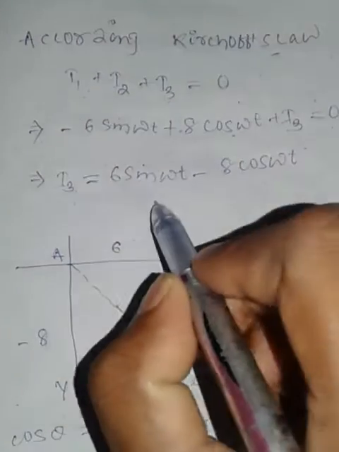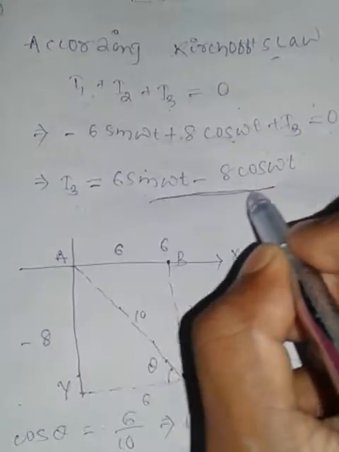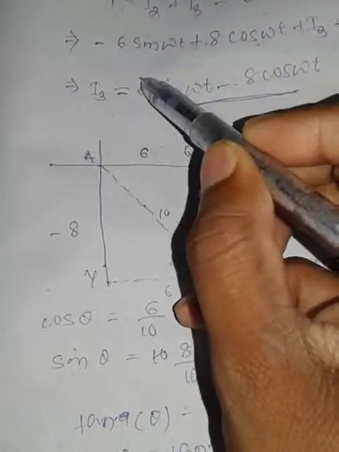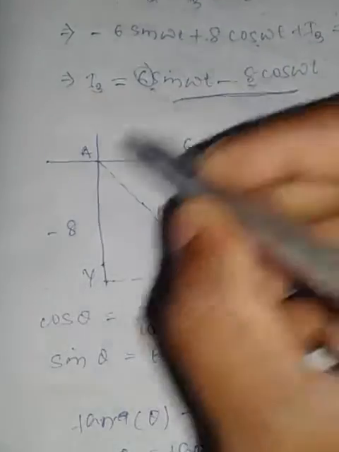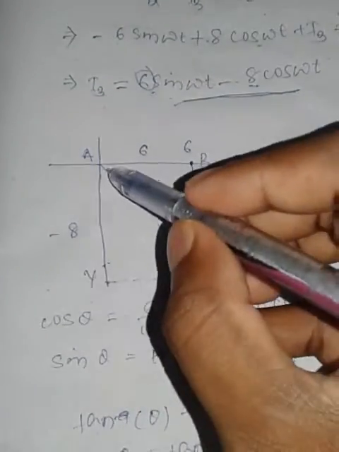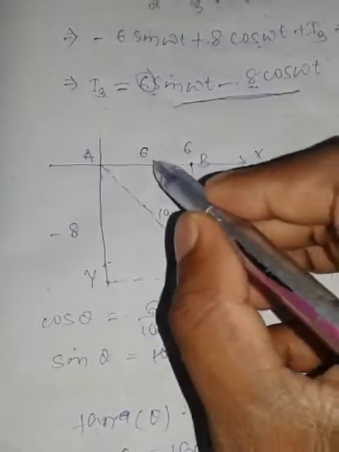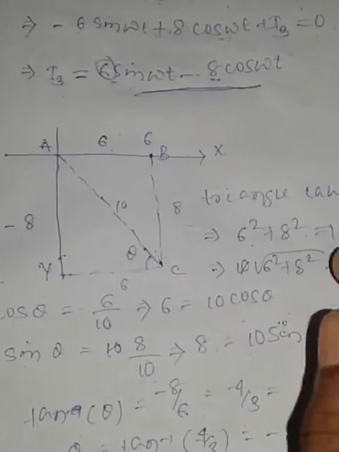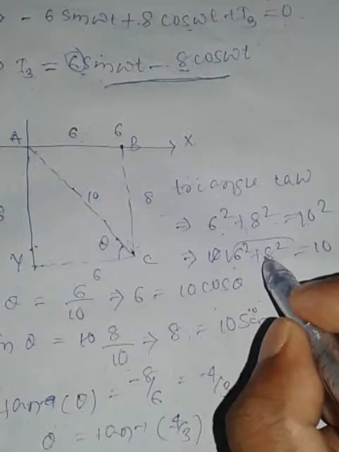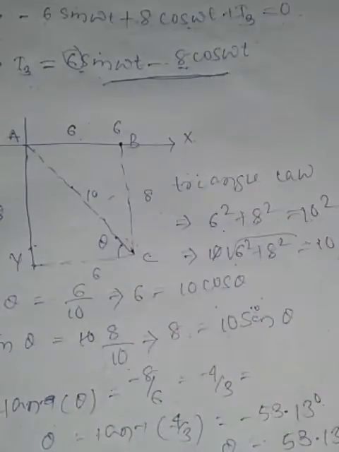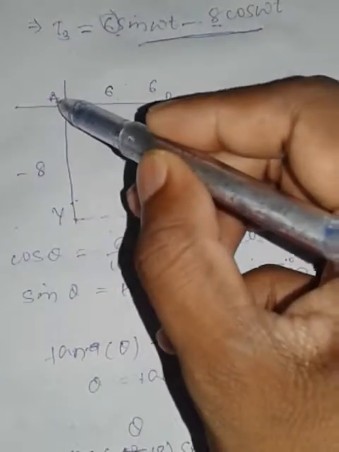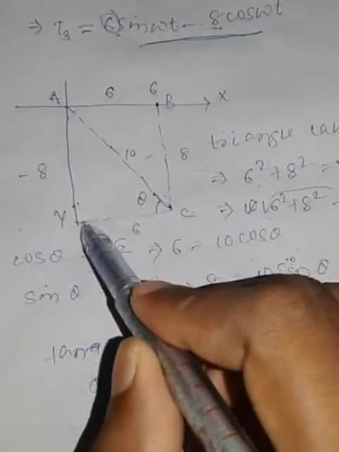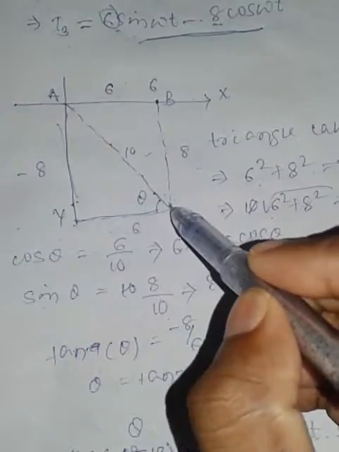Let us represent this in triangle form. The 6 is represented on the x-axis, and the 8 is represented on the y-axis. The diagonal is the square root of 6 squared plus 8 squared, which is 10. So the diagonal will be 10. Let's consider the figure ABC: this is the base, this is the height, this is the hypotenuse.